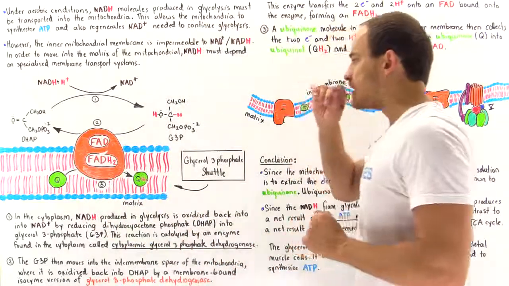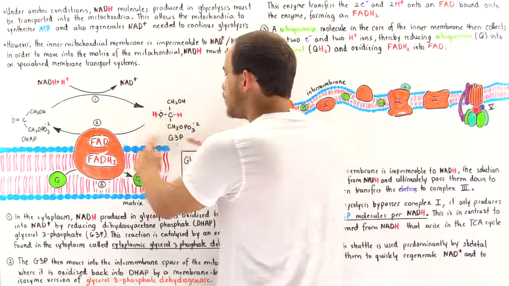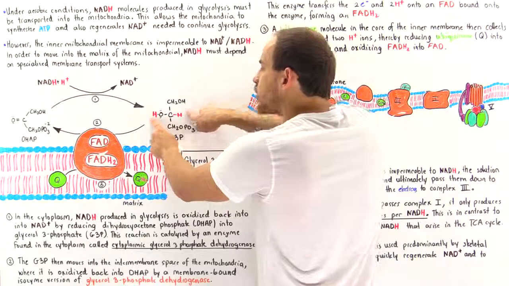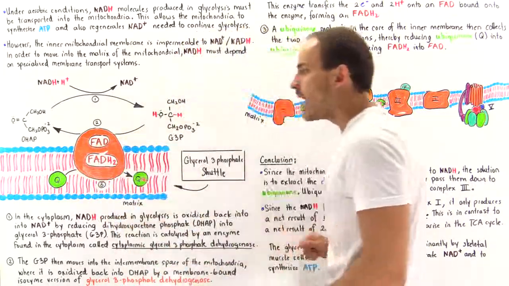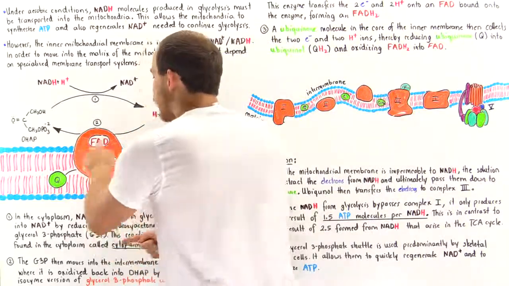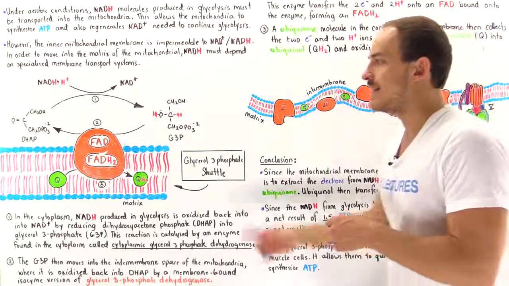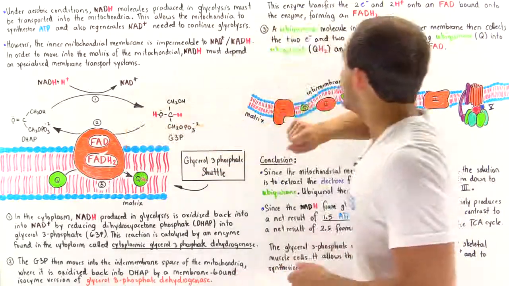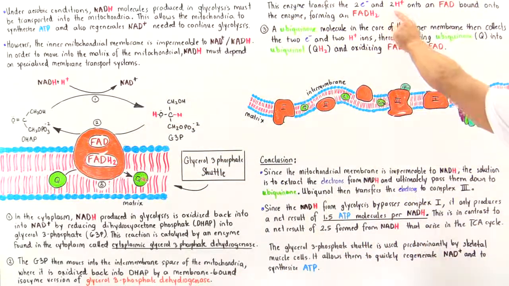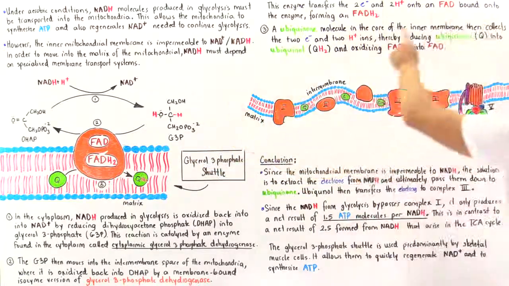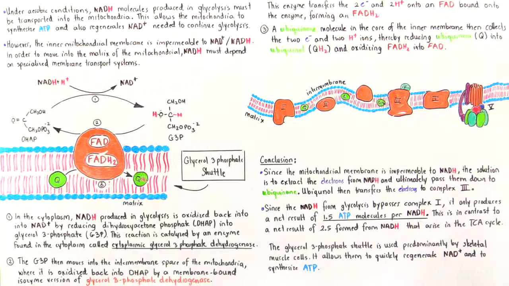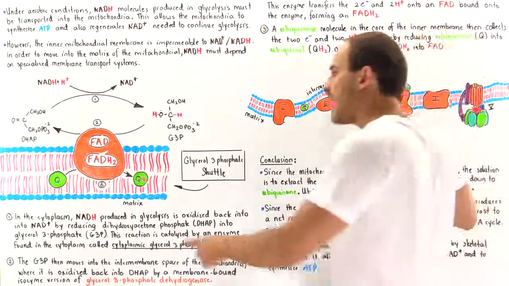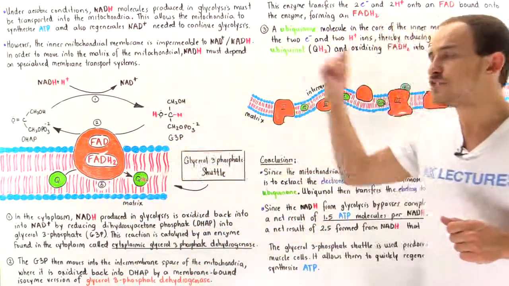What this enzyme does is oxidize the G3P into DHAP by taking off 2 electrons and 2 protons and placing them onto an FAD molecule that is bound to that enzyme. FAD is flavin adenine dinucleotide, and it can accept 2 protons and 2 electrons. So in step number 2, the enzyme transfers the 2 electrons and 2 protons from the G3P onto FAD to form FADH2.